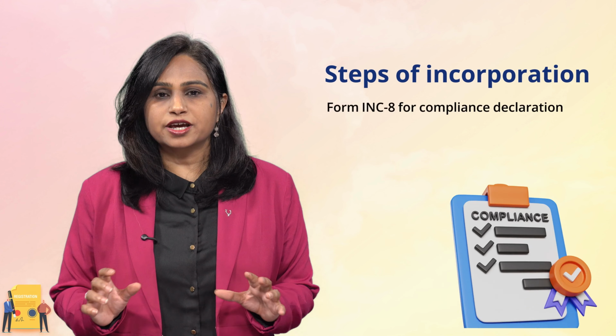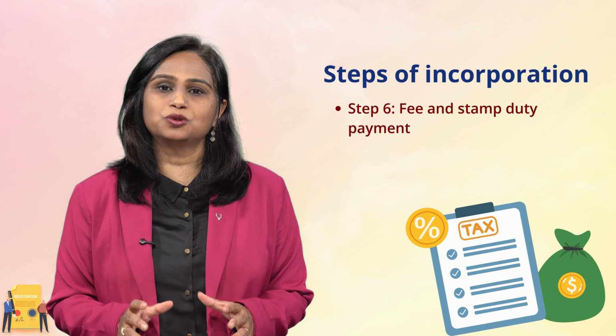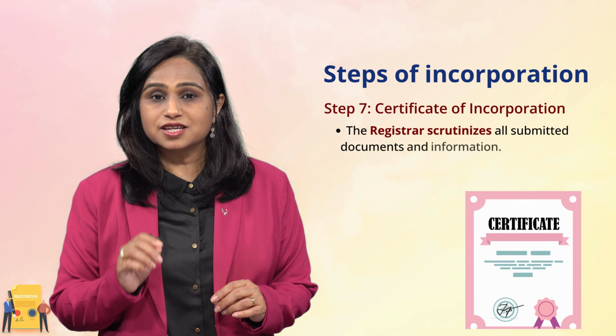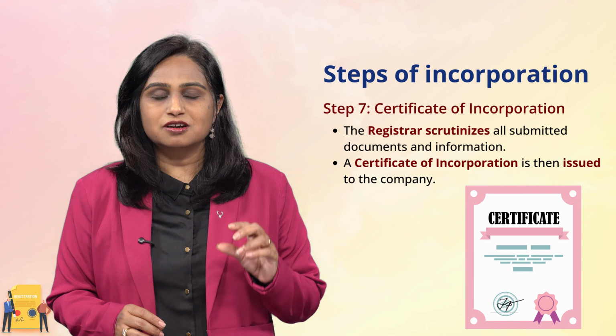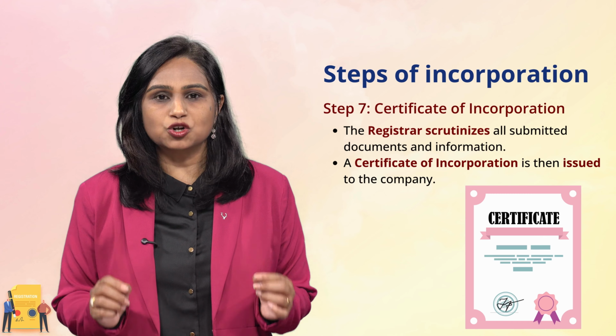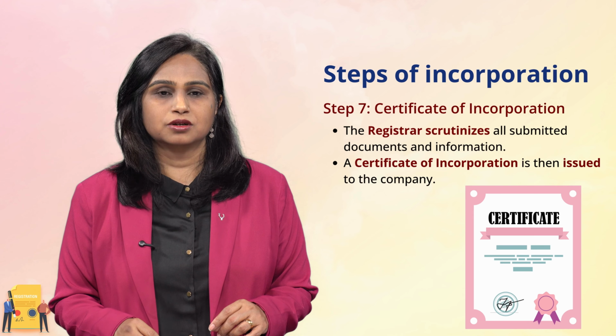In the sixth step, the members of the company will pay the required fees and the amount for the stamp duty and submit all the documents to the registrar. In the seventh step, the registrar will now scrutinize the documents and the information provided therein. The registrar then will register all the documents and the required information in the register and finally issue a certificate of incorporation to the company.